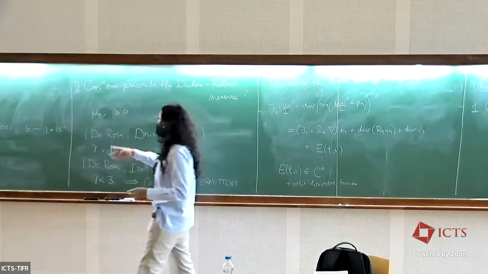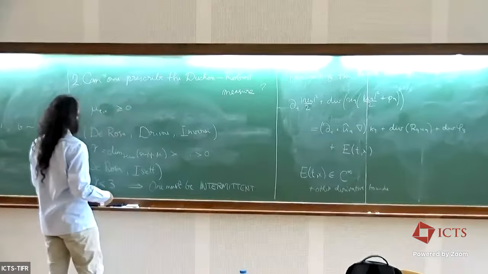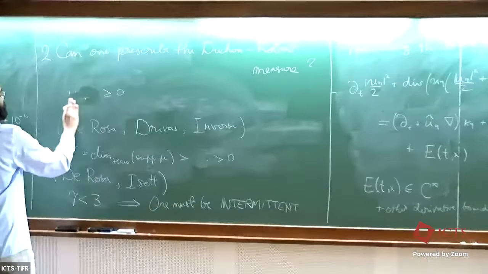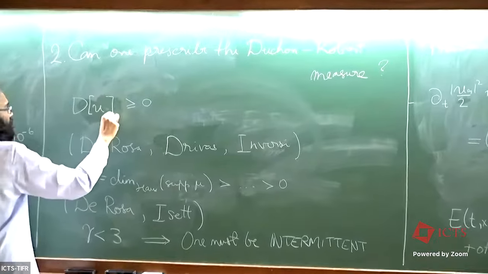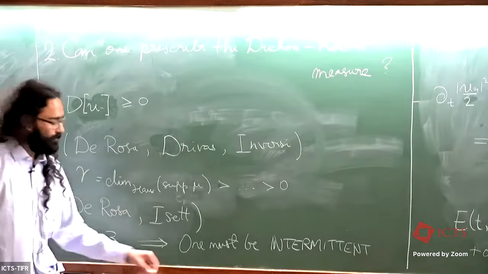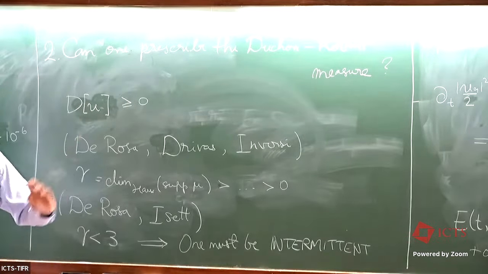Yeah, this mu is the dissipation measure. Maybe I should have called it something else. I think this is Duchon-Robert's notation. Sorry. Yes. Can I prescribe this guy? That's the question.